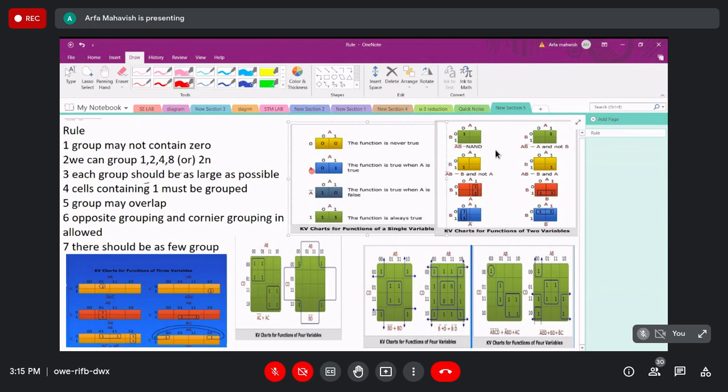The output value is 0. So that time you are going with the match is not found, right? The combination is not correct. So that time you are writing that a bar is false. Then you are writing a bar. Okay, so keep these rules in mind, guys. This is very important to solve the KV chart.